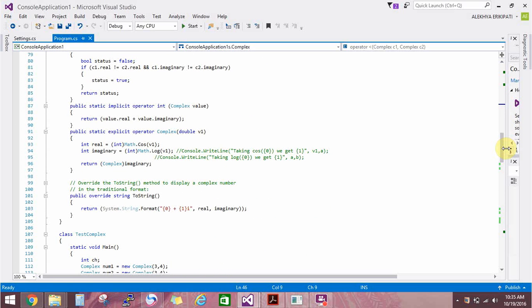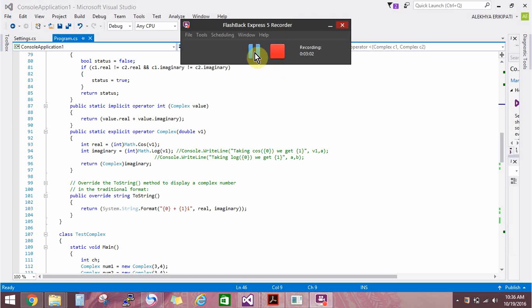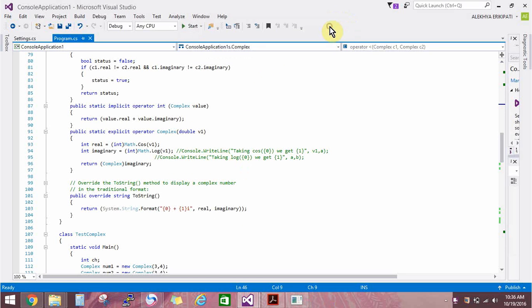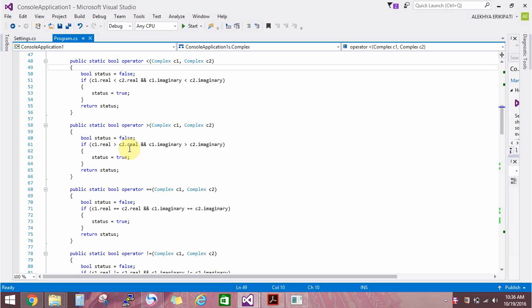Implicit and explicit operators are like when we have int and double and we need to add those two. Automatically the double value should be converted to int, and then it needs to be assigned to the value, which is called the explicit converter.